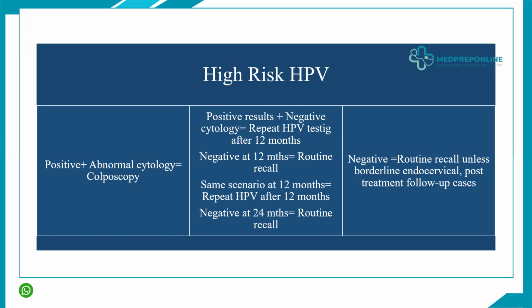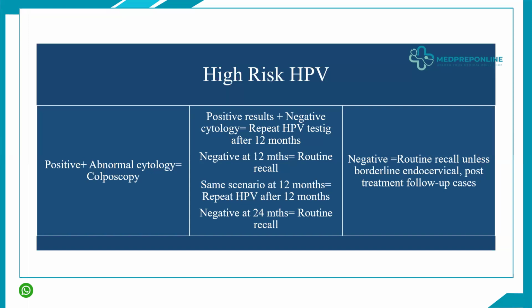Now, the patient comes out to be negative at 12 months. That means the body has been successful in eliminating the HPV virus. So the person goes back to the routine recall. If that is between 24 and a half to 49 years, then you will screen them every 3 years. If the patient falls in the category of 50 to 64 years, then they're screened every 5 years.